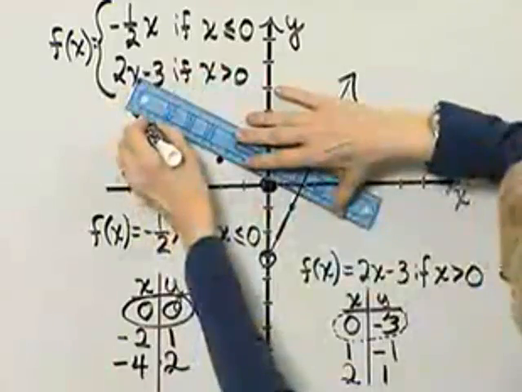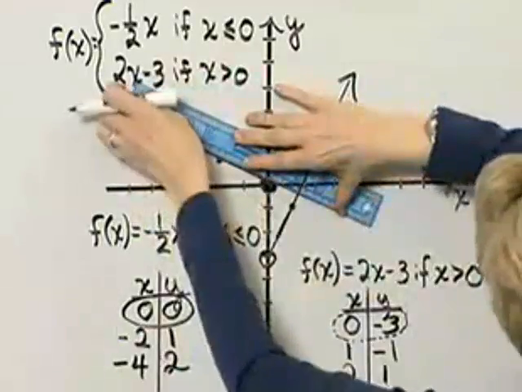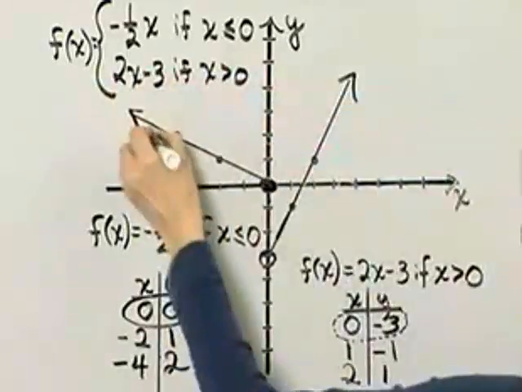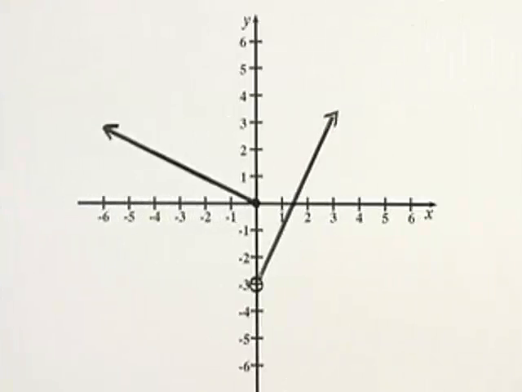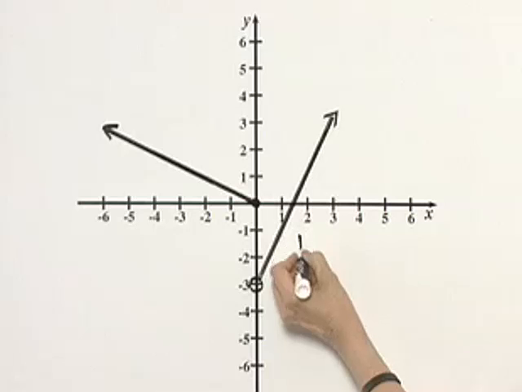Now notice, this does pass the vertical line test. This is a function. Let's look at this graph one more time. Remember, it is a function. Let's decide on the domain and range of this function.